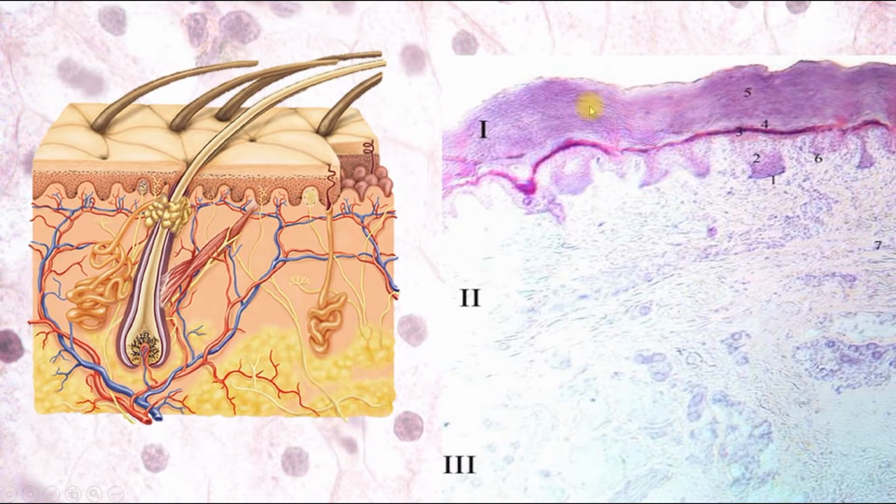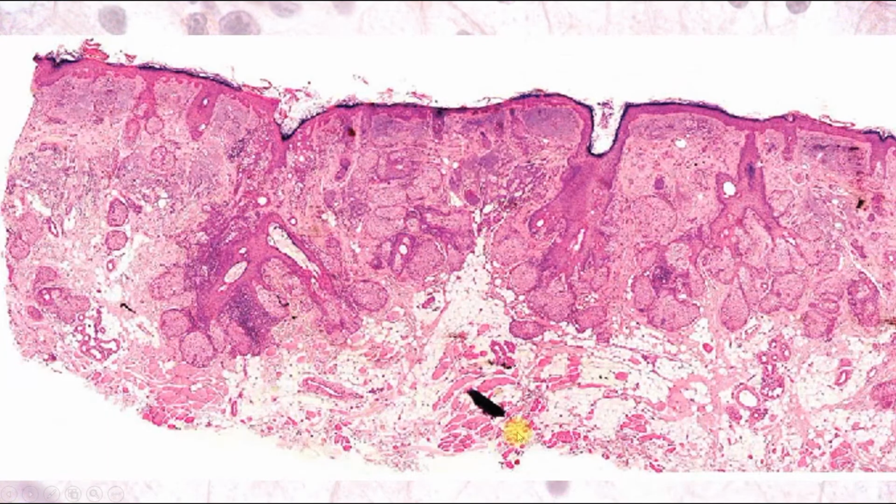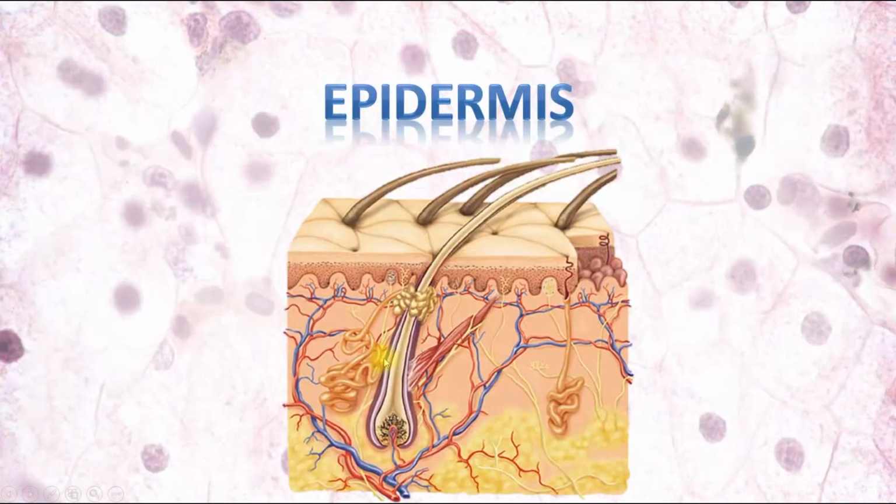And here we can see a histological slide. It's epidermis, stratified squamous keratinized epithelium. Here we can see papillary dermis and reticular dermis. And deeper we have subcutaneous fat or hypodermis. And also here we can see, on low magnification, a histological slide of skin. It's epidermis, the outermost layer. Then deeper we have dermis and a thick layer of hypodermis.